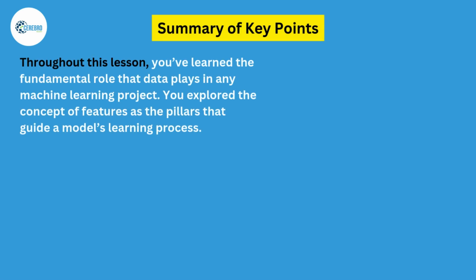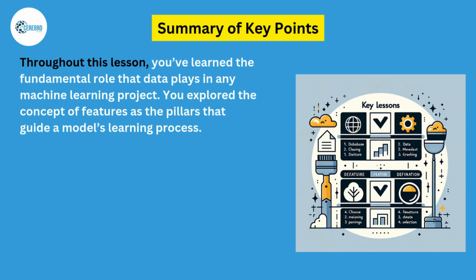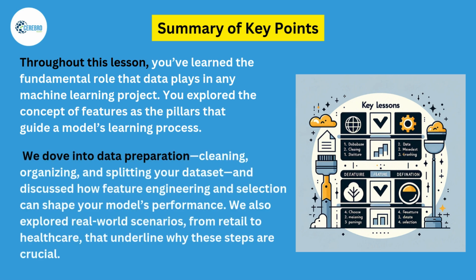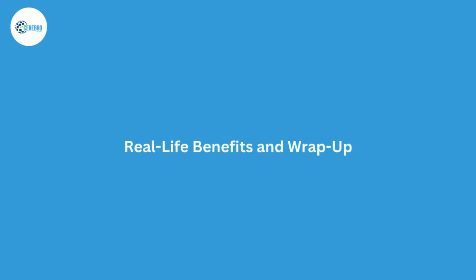Throughout this lesson, you've learned the fundamental role that data plays in any machine learning project. You explored the concept of features as the pillars that guide a model's learning process. We dove into data preparation, cleaning, organizing, and splitting your dataset, and discussed how feature engineering and selection can shape your model's performance. We also explored real-world scenarios, from retail to healthcare, that underline why these steps are crucial.